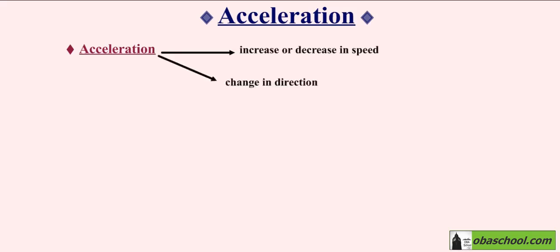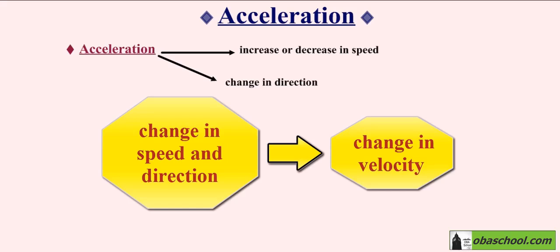Hello, in this video we're going to discuss acceleration. Acceleration, it's the increase of speed or rate, but in physics, it means the rate of change of velocity. Acceleration happens as a result of an increase or decrease of speed or as a result of a change in direction. So basically, it happens when there is a change in velocity.